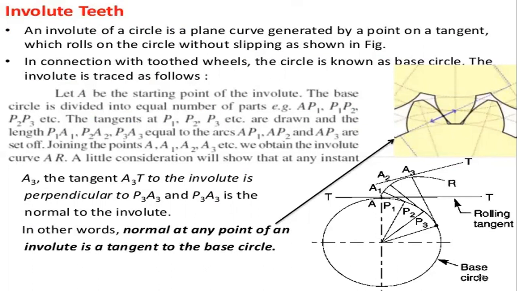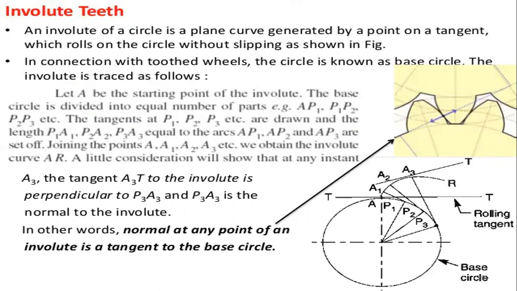An involute of a circle is a plane curve generated from a point on a tangent. It is generated by a tangential point which rolls on the circle without slipping, as we have seen in the cycloidals also.